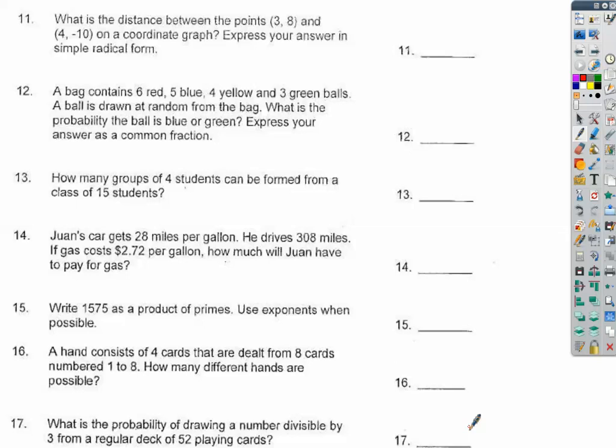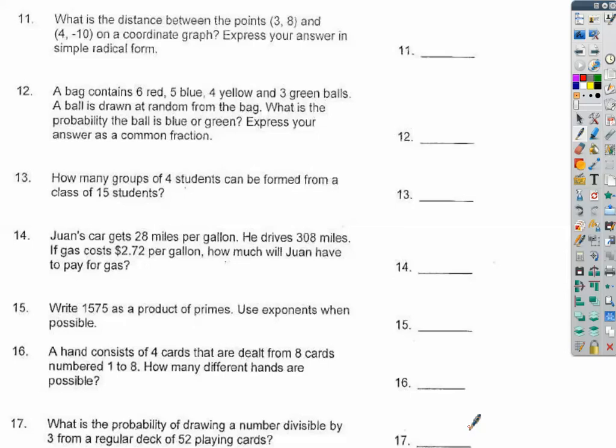Page 2, 2010-2011 written round competition 2. What is the distance between the points (3, 8) and (4, -10) on a coordinate graph? Express your answer in simplest radical form.